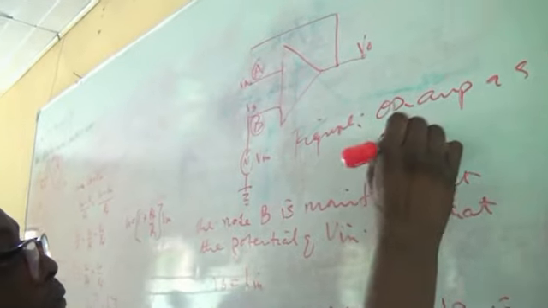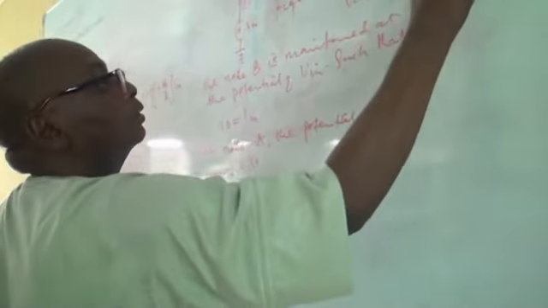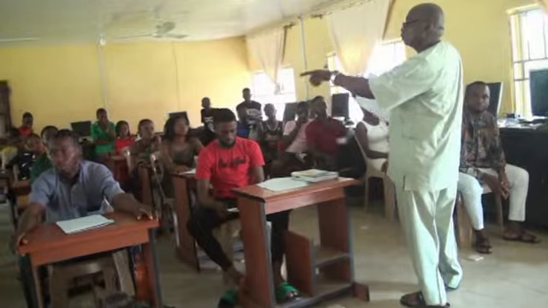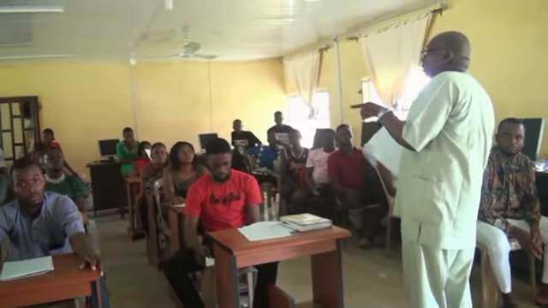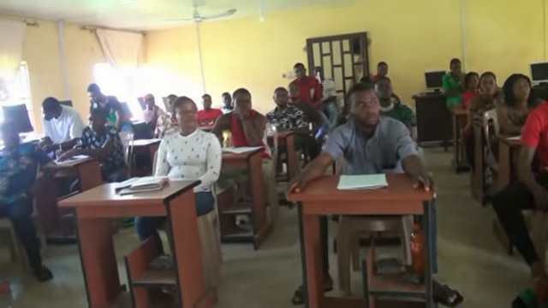As a voltage follower, whatever is coming at the non-inverting input is exactly what is getting to that terminal. And what is coming at the inverting input is exactly what is going to the output.